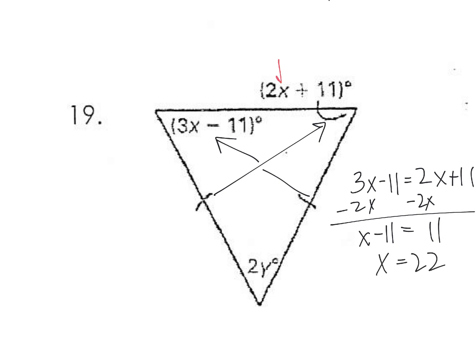Unfortunately, I'm not done. I got to plug 22 back in, which gets me 44 plus 11, which is 55 here. And since it's isosceles, it's also 55 here. Now that I finally know that the two angles in these corners are 55, that means it's a total of 110 so far, which means this angle must be 70. So now I actually have a way to solve for y. 2y equals 70, so y is 35.